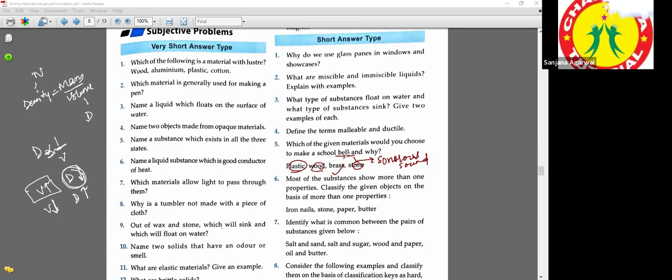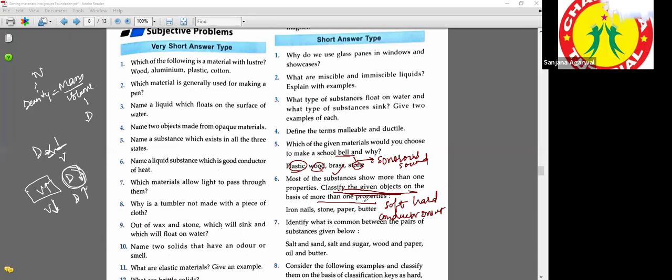So first of all, we need to understand the meaning of the question, Bhavesh. The first statement says most substances show more than one property. We have to classify the given objects. So not only one has to be picked out, but we have to classify objects on the basis of more than one property. First is soft and hard: two come under hard, two come under soft. Next is conductor and insulator: one is a conductor, the other three are insulators. Fine. Okay, ma'am.